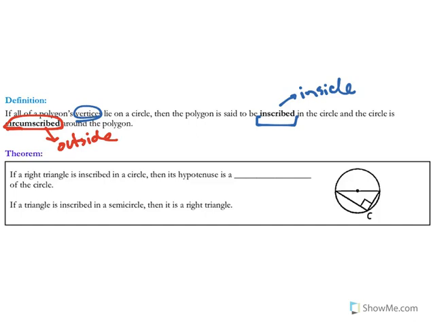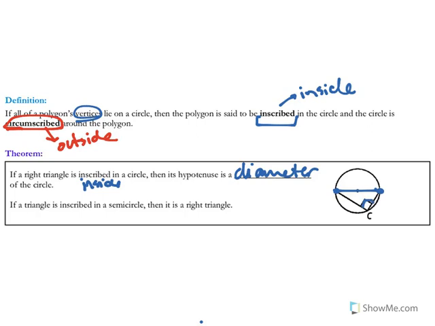So the first of the last theorems that we're going to talk about is if a right triangle is inscribed, or inside, a circle, then its hypotenuse is a diameter of the circle. It's the diameter. It goes all the way from one end point to the other, and it goes right through the center with a right angle in there.